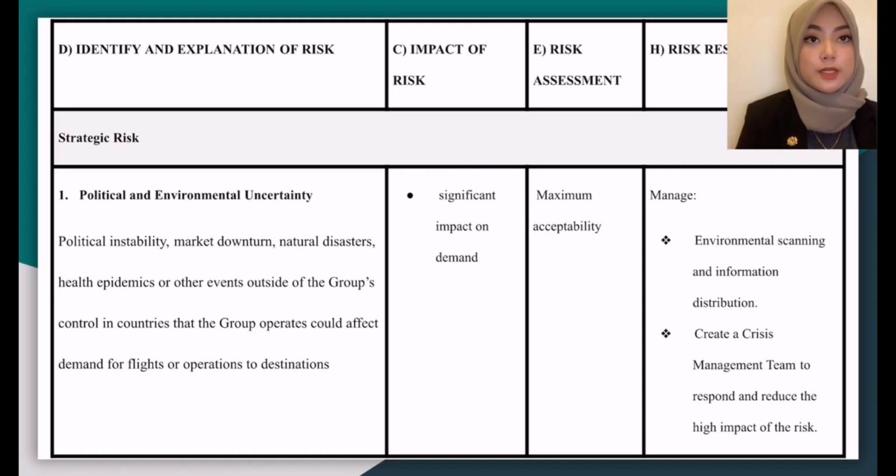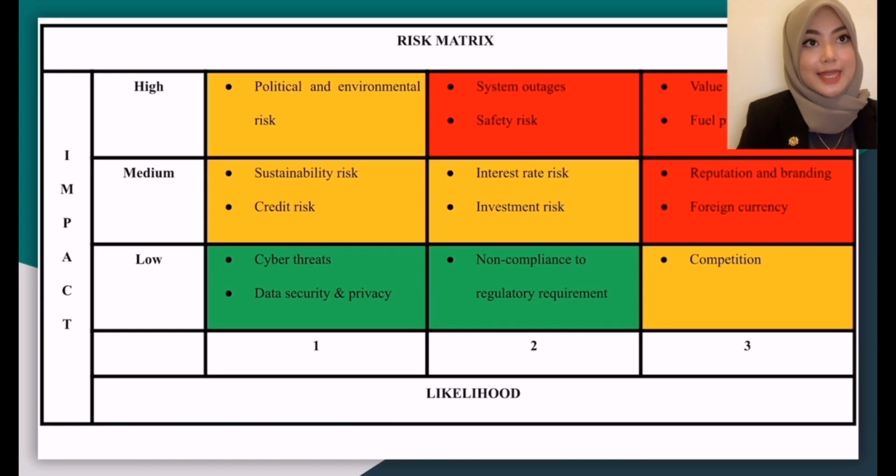Today I would like to present the risks that we have identified in AirAsia. The first risk is strategic risk. Political and environmental uncertainty, such as political instability, market downturn, natural disaster, or other events outside of the group's control in the countries where the group operates, could affect the demand for flights or the operation to the destination. This risk gives a significant impact on demand itself. The assessment in AirAsia is maximum acceptability. AirAsia can manage this risk by doing environmental scanning and information distribution, and also creating a crisis management team to respond and reduce the high impact of the risk. On this risk matrix, we can see that political and environmental risk gives a high impact, but the likelihood of it happening is low.